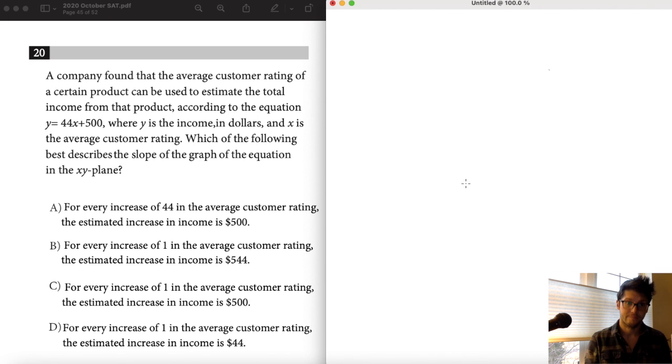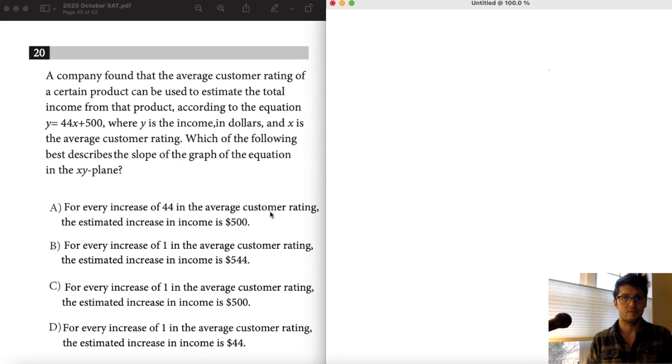So number 20. Anytime I have a paragraph like this, I just jump to the end. It says, which of the following best describes the slope of the graph in the equation in the xy plane? I mean, look, I know that the slope is 44. That's the slope. Starts at 500. Slope is 44. Let's just figure out what x and y are. A company found that the average customer rating of a certain product can be used to estimate the total income for that product according to the equation, where x is the customer rating. Every time customer rating goes up by 1, y or income goes up by 44.